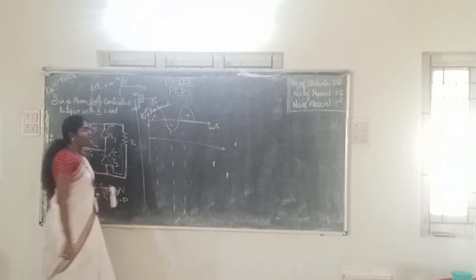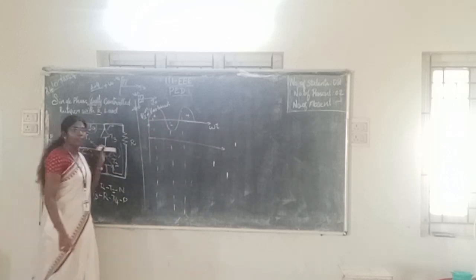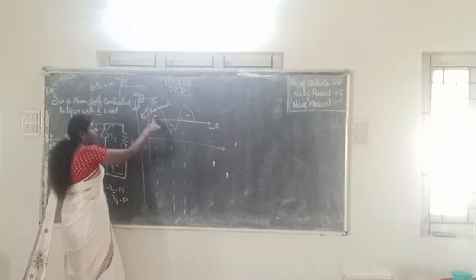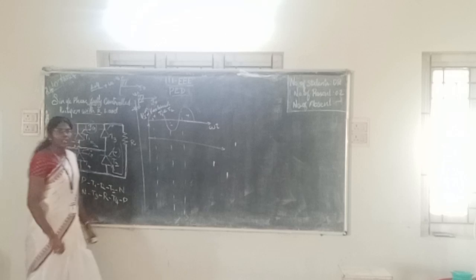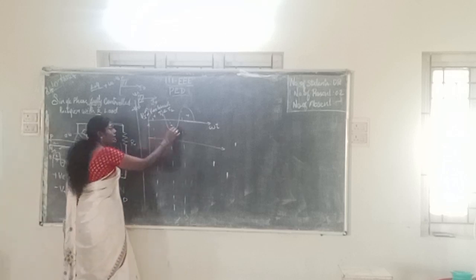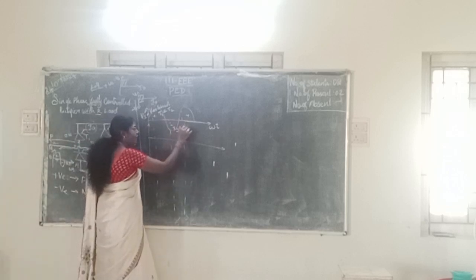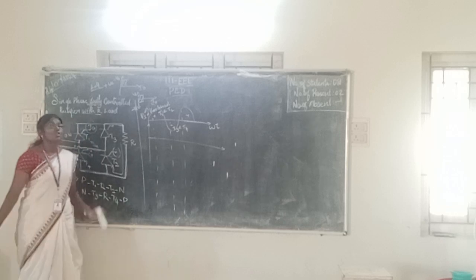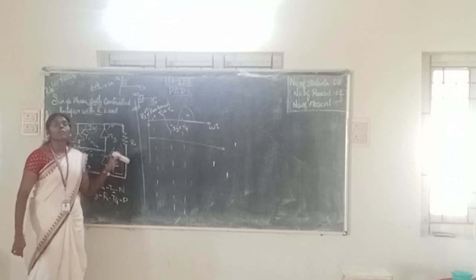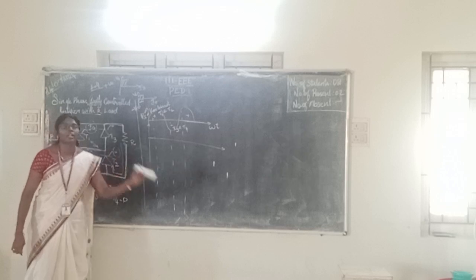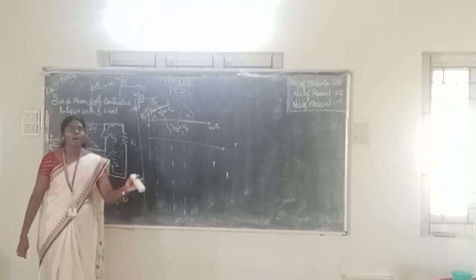Whenever I have a full wave control rectifier, during the positive half cycle, thyristors T1 and T2 are in the turn on condition. During the negative half cycle, thyristors T3 and T4 are in the turn on condition. So on both half cycles the operation is done, and the voltage waveform is going to be continuous, not like the half control rectifier.